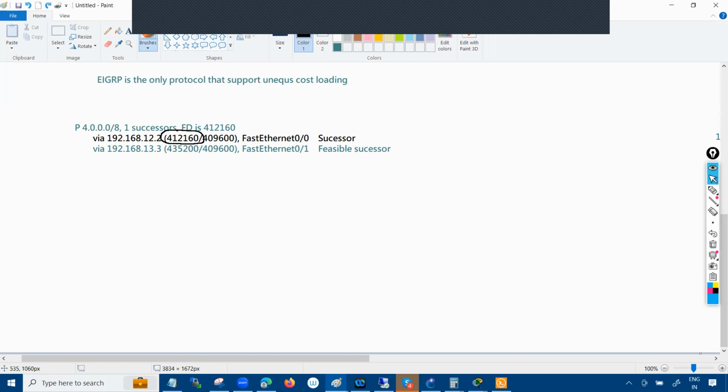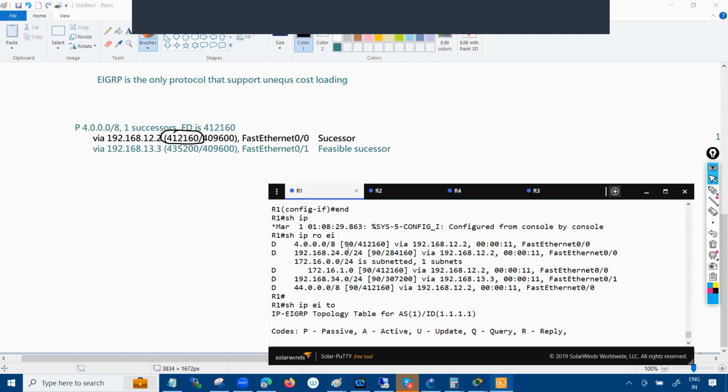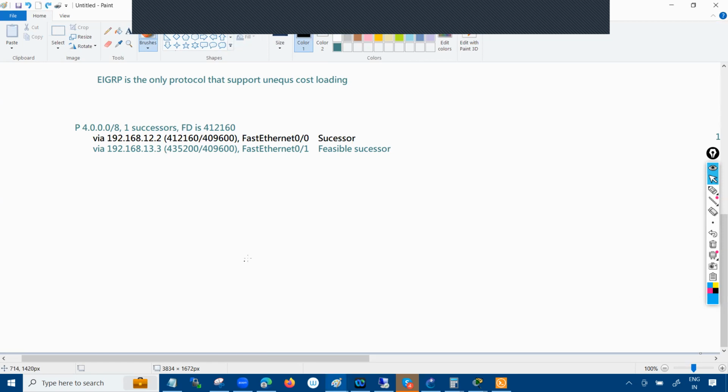If you see in the routing table, successor one, not the feasible successor. Feasible successor only comes in the picture when your successor goes down. And to achieve the unequal cost load balancing, you must have a feasible successor in your topology table. That's one of the best requirements.